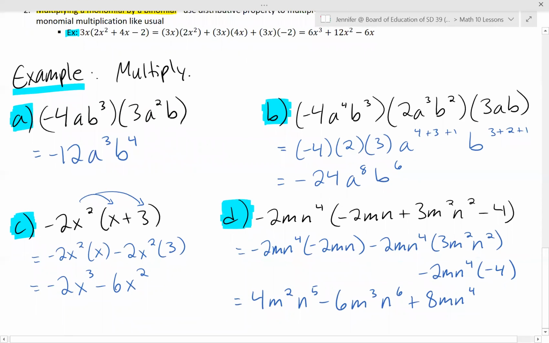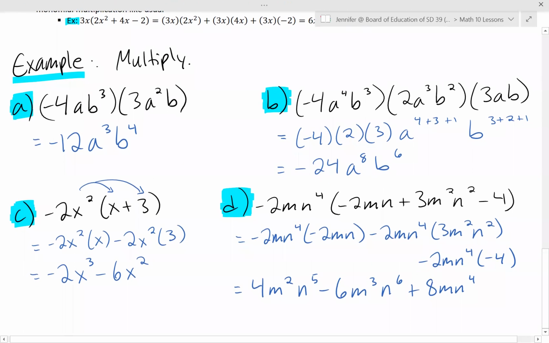And then the last one here, a bit longer, but same idea. Whatever's on the outside times the first term, whatever's on the outside times the second term. And then I ran out of some space here, but I put it underneath for the last term. Then we bring it all together. When you're doing these multiplications, make sure that you always collect like terms to fully simplify your answer. In this case, there aren't any like terms to collect.